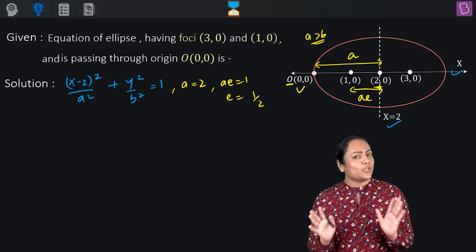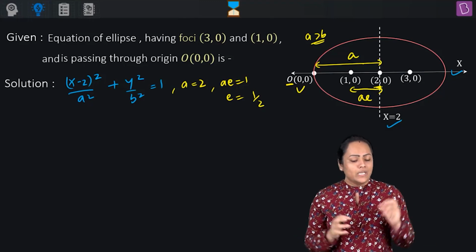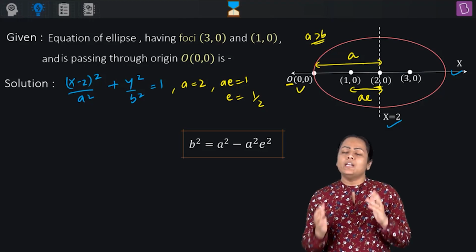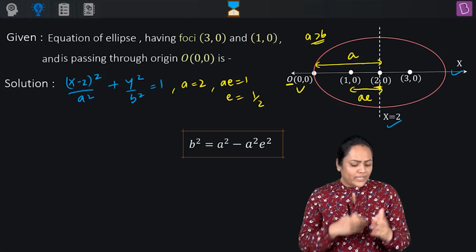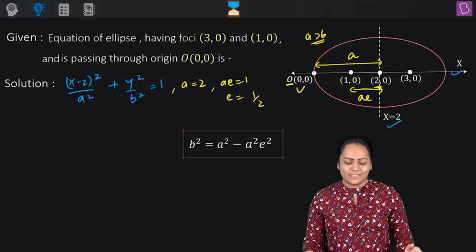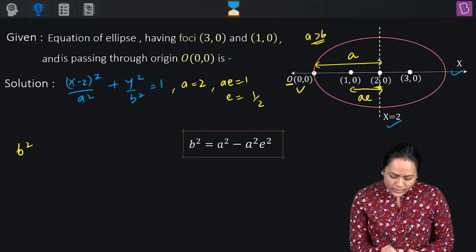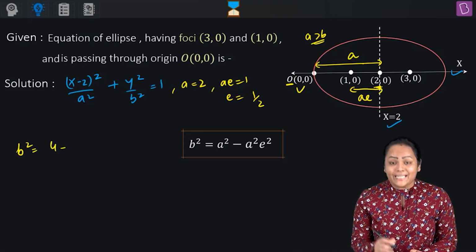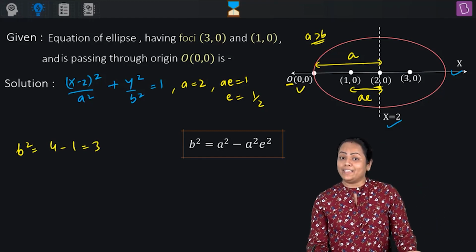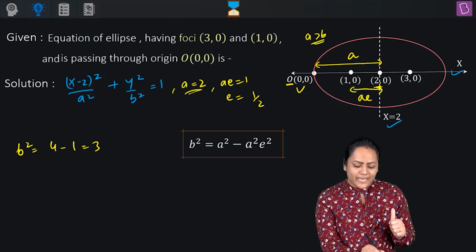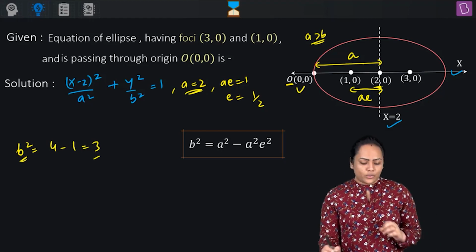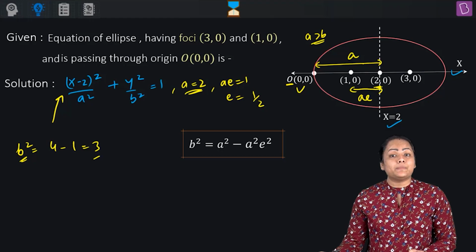You are well versed with all the formulas? I hope so. So this relation we are going to use to find the value of b square. So guys, quickly solve for b square, substitute in the given equation of the ellipse which we have written at the top, and let's find the answer. So I'll get my b square as a square, that is 4, minus a whole square, that is 1, and this is going to come out as 3. So now I have with me a square, that is 4. I have b square with me, that is 3. So this I'm substituting in my standard ellipse equation.